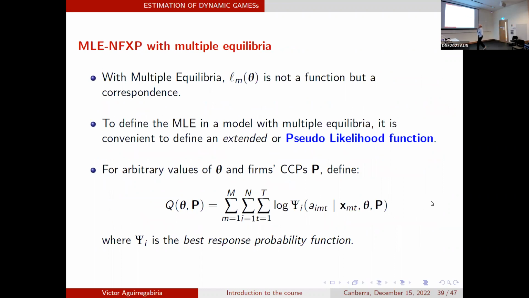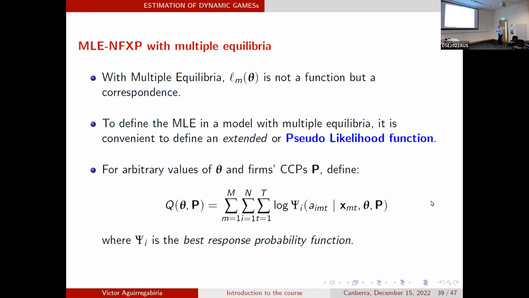What if we have multiplicity of equilibrium? The first thing I would like to say is that the maximum likelihood estimator is still well defined and it has the standard nice properties, despite having multiplicity of equilibrium in the game, okay? Then again it's going to be useful to use the pseudo likelihood function to define the maximum likelihood estimator, as we have done in the single agent model.